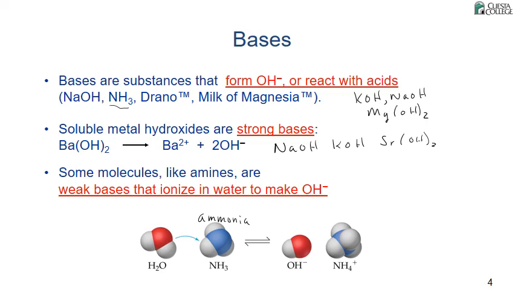Ammonia will react with water and take one proton off of a water molecule, leaving OH- behind, and the ammonium cation right there. But this reaction only goes to between 1 and 5%. So most of the substance in solution is the ammonia molecule itself.